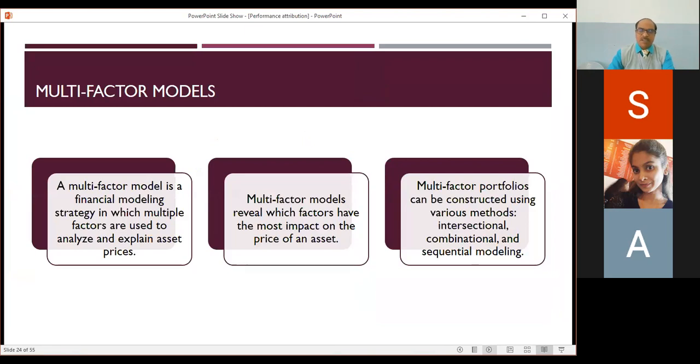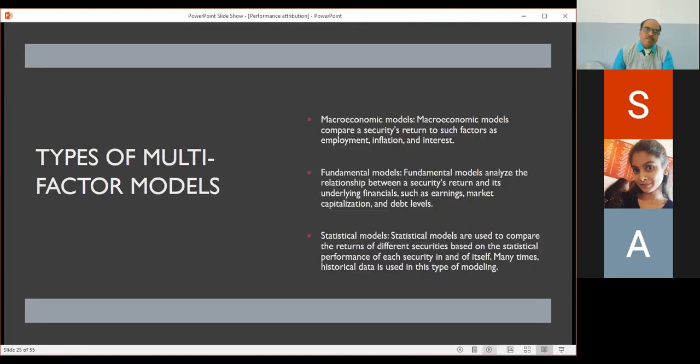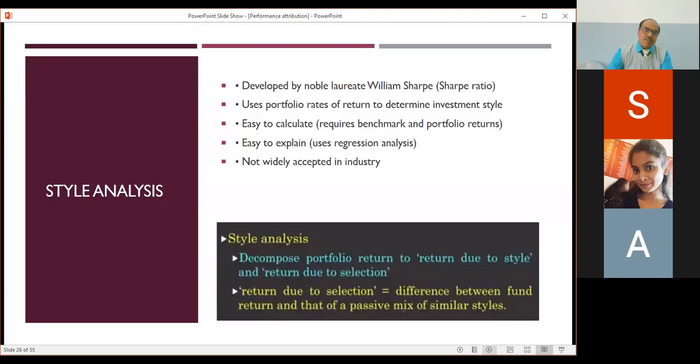There are different multi-factor models. Three types of multi-factor models are there, which we have discussed in the port software. One is the macroeconomic models, which find out based upon which sectors are performing. It may not be available in our portfolio, but it will tell about the macroeconomic factors. Fundamental models are based upon the balance sheet and income statement. Then the statistical models, the estimation. That is called the multi-factor model.